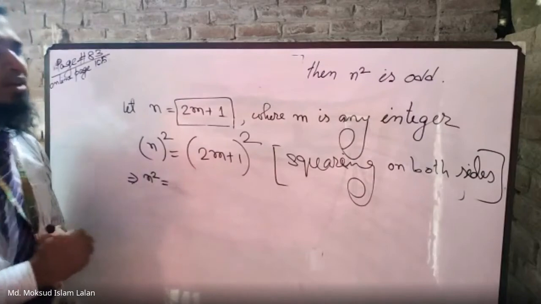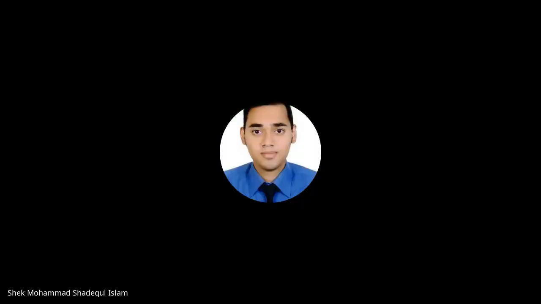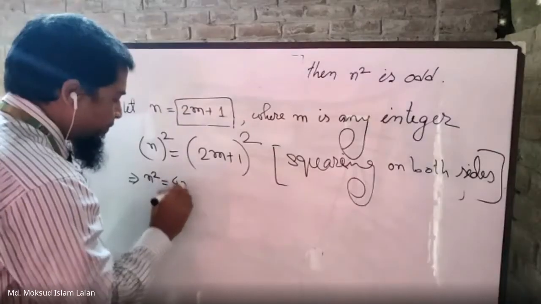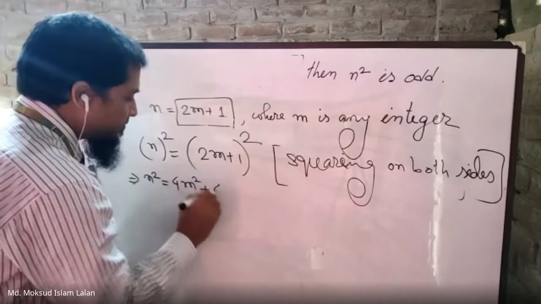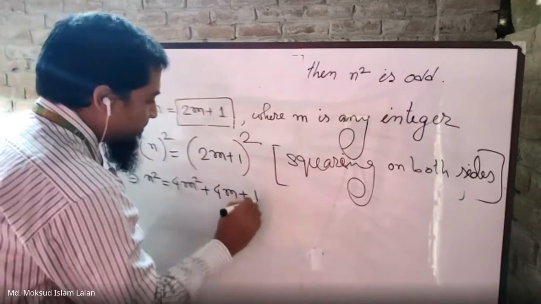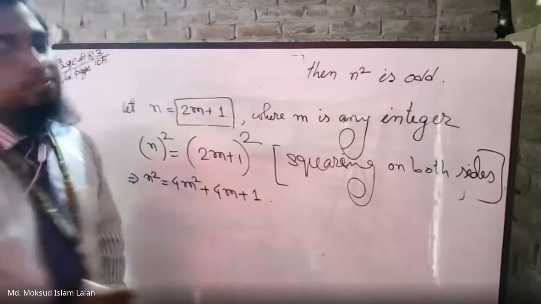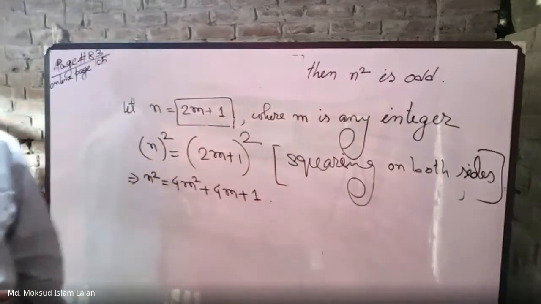I think you know the formula. Yes, sir: (a plus b) whole square. Yes, sir. 4m square plus 4m plus 1, very good. So 4m square plus 4m plus 1, right? Right, dear student? Yes, sir.